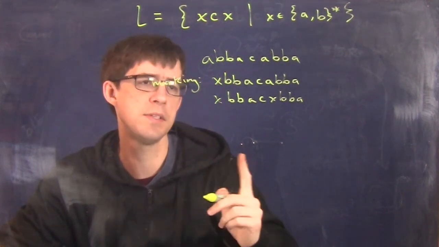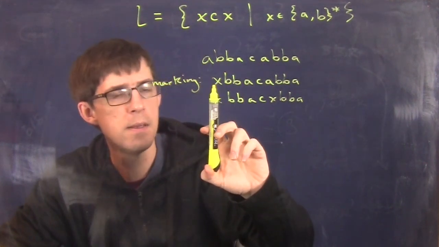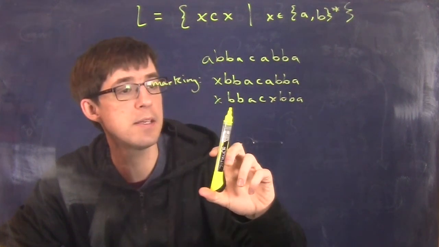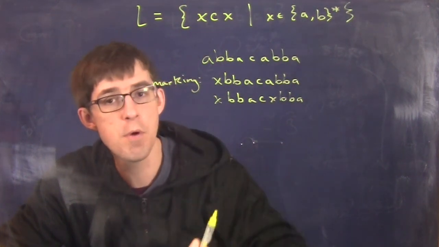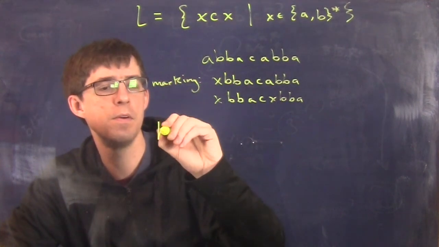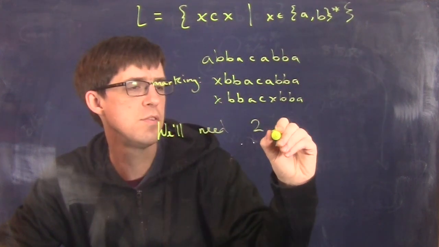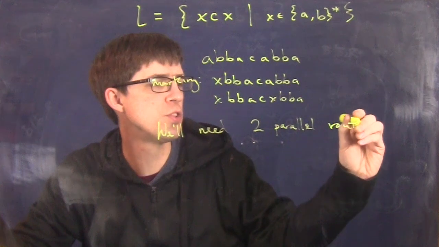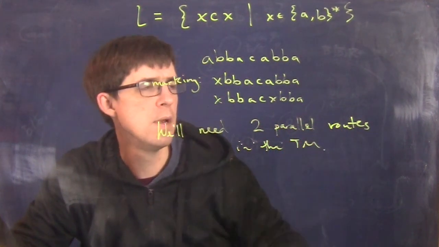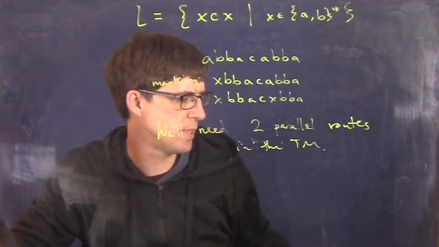The difference between this and the previous examples that we've done is if we X'd an A, then later on we should be looking for an A to match with it, to X out. And if we X'd a B, then later on we should be looking for a B to match it with. Actually, this requires, so we'll need, I'm going to say something like 2 parallel routes in the Turing machine. All right? I think you'll see what I mean. Let's try and describe what the steps exactly should be.